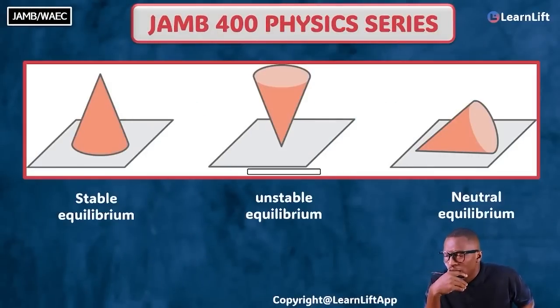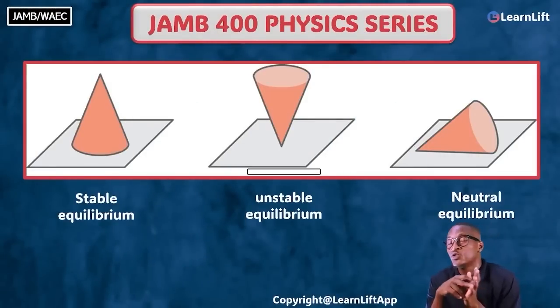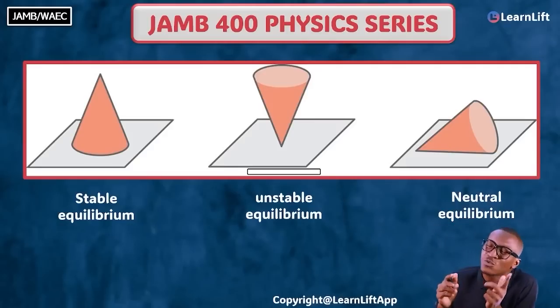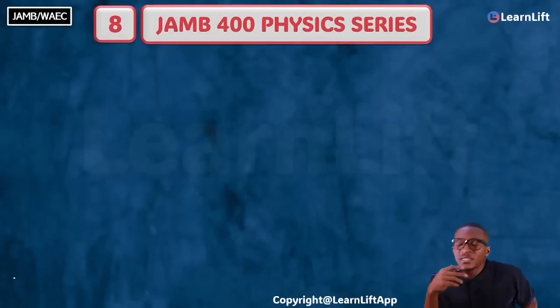I'll give you another diagram to work on your mindset. Look at this diagram. Are you seeing that? You can see that we have the stable, we have the unstable, and we have the neutral. Why am I showing you all this? They are constant past questions. If you say you understand that, quickly, let's take the next past question.